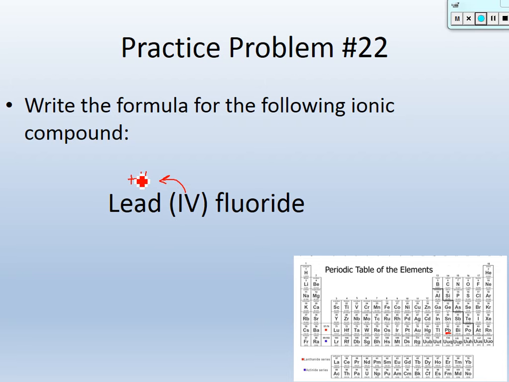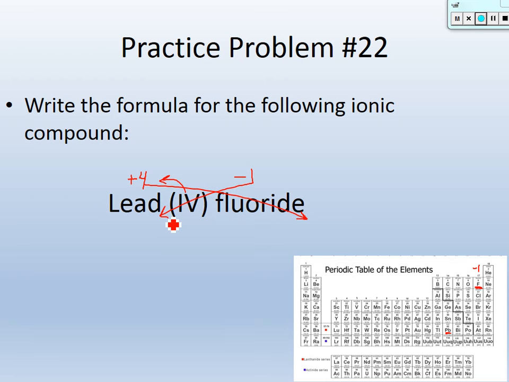So I want to see you guys write +4 above the name. What are we writing above fluoride? Well, fluoride is for fluorine. What charge does it have? -1. Okay, so we're going to put a -1 right there. Now remember that crisscross method. The 4 goes down there. The 1 crosses over and comes right here.